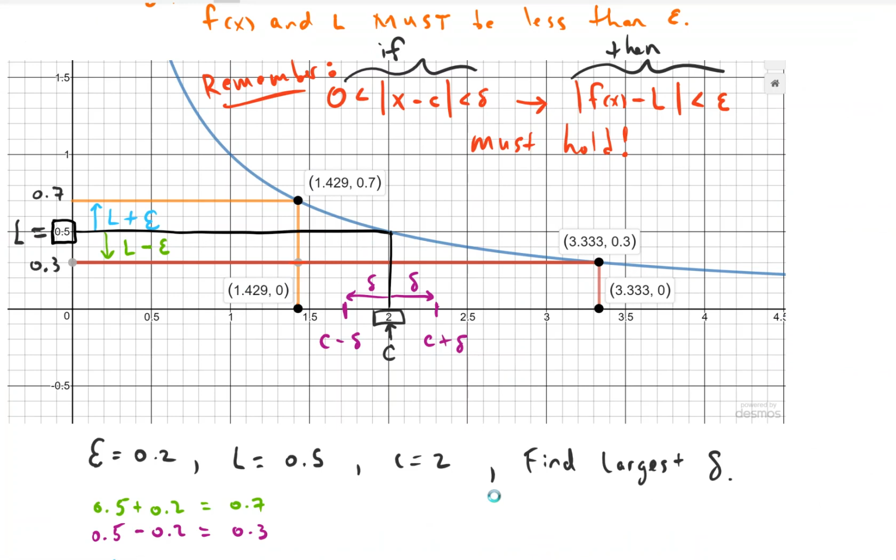And remember, this inequality must hold. If the first is true, then the second must be true. So on the left-hand side, let's look at this one right here. Where is this inequality on the picture? The limit, we know the limit. The limit's right here. The limit is 0.5. We know epsilon. What is epsilon?